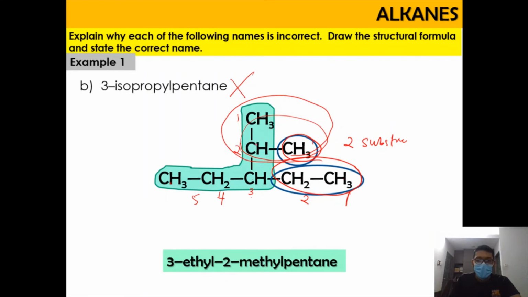So it's going to be 1, 2, 3, 4, 5 pentane, and the methyl group is attached at number 2, and ethyl is attached at number 3. So follow alphabetical order, which is 3-ethyl-2-methylpentane.